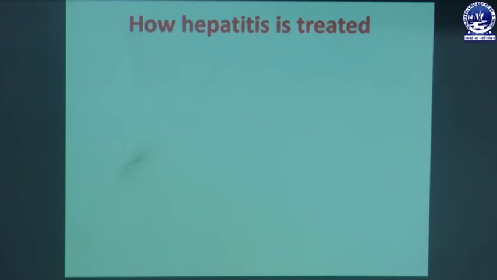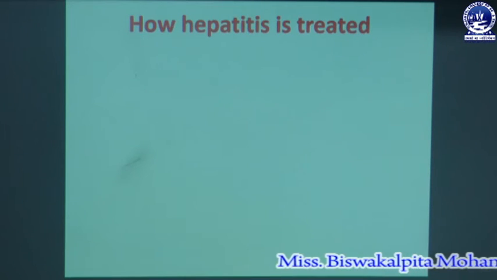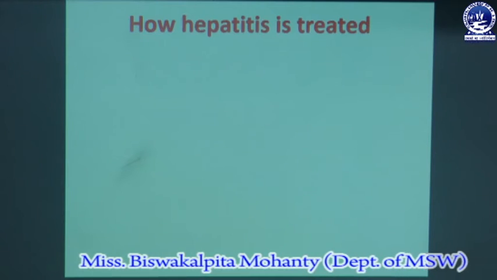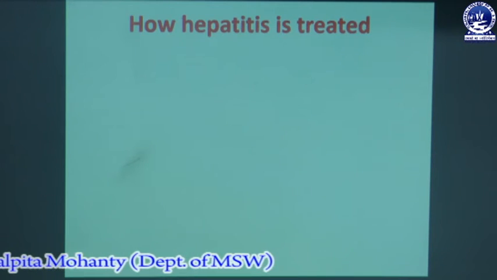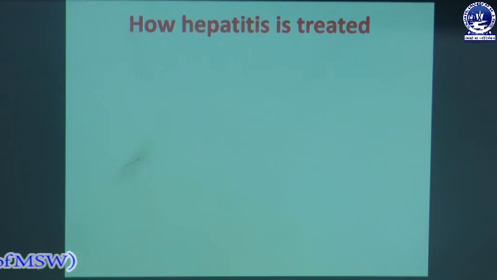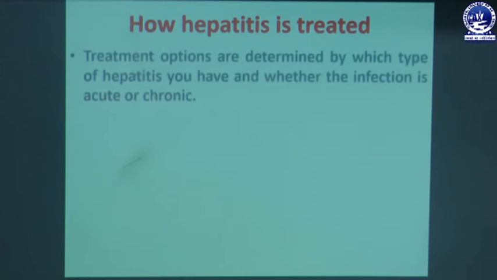And next we will discuss how hepatitis is treated. When we detect that a person is suffering from hepatitis disease, how can we provide treatment for a hepatitis patient, and what are the ways through which we can provide treatment? Treatment options are determined by which type of hepatitis you have and whether the infection is acute or chronic.